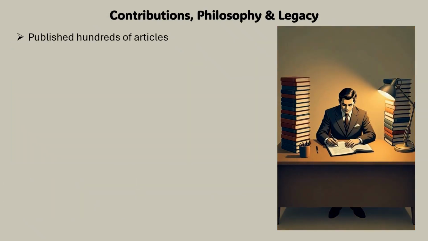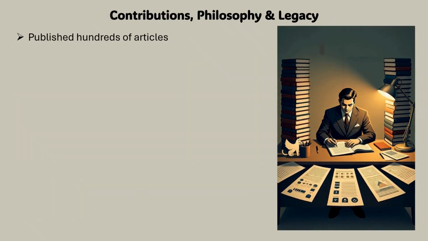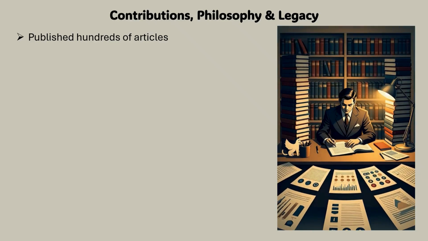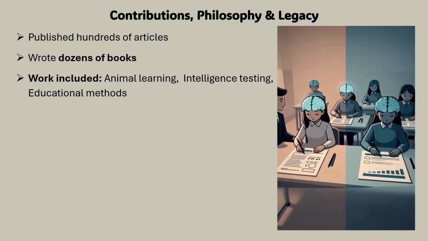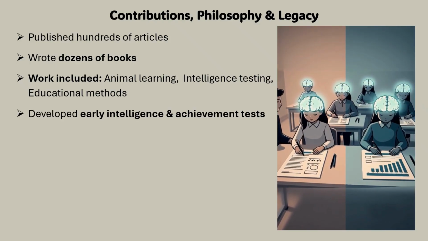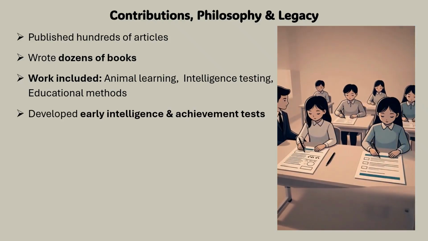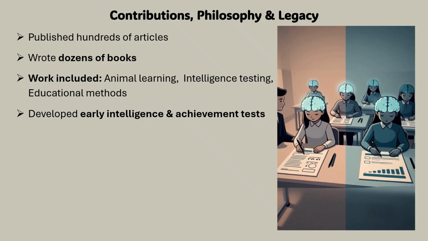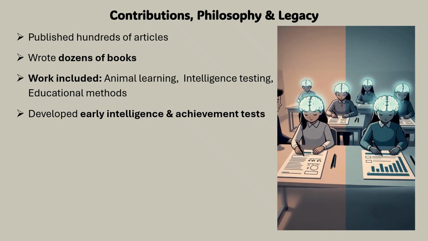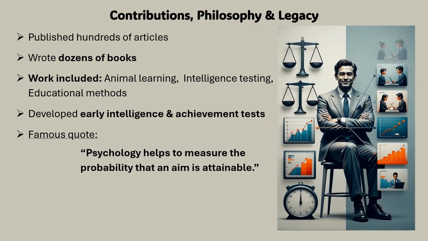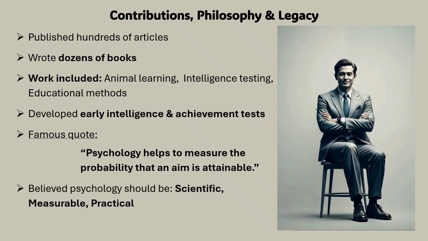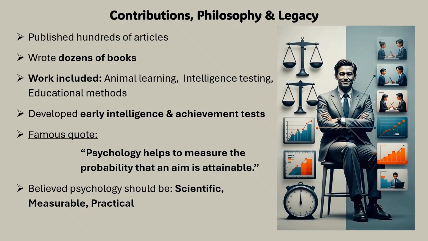Thorndike was extraordinarily productive, publishing hundreds of research articles and dozens of books on animal learning, intelligence testing, and educational methods. He developed some of the earliest intelligence and achievement tests, many principles of which are still used today. His philosophy is captured in his famous quote, "Psychology helps to measure the probability that an aim is attainable." He believed psychology must be scientific, measurable, and practical, serving real-world goals.